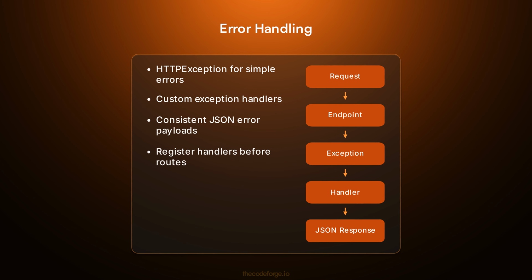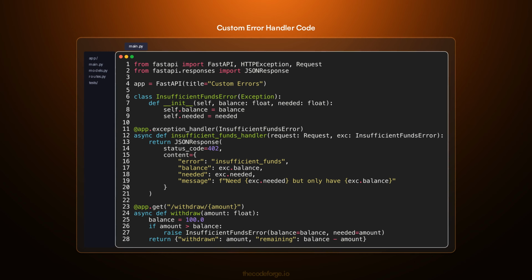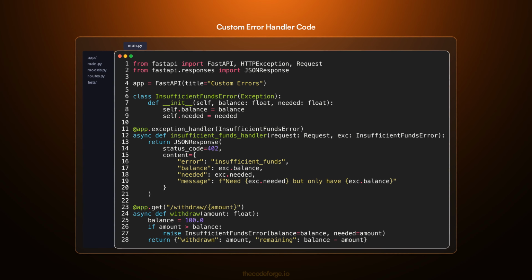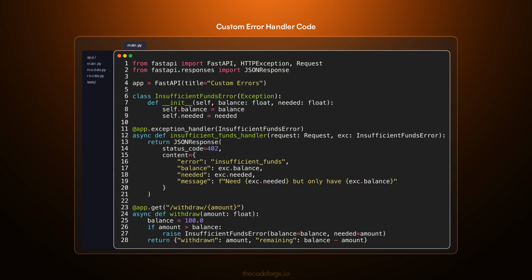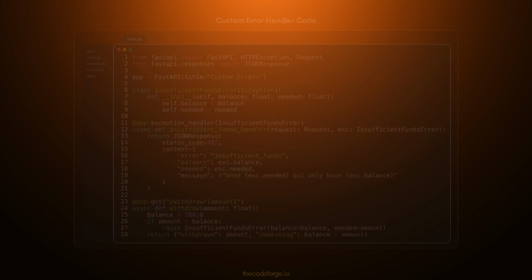For business logic errors, you can raise HTTPException or define custom exception handlers to return consistent error payloads across your API. Here's a custom exception handler for an insufficient funds error. When the endpoint raises this exception, the handler returns a structured 402 response with balance details. This keeps endpoint code clean and error responses uniform.